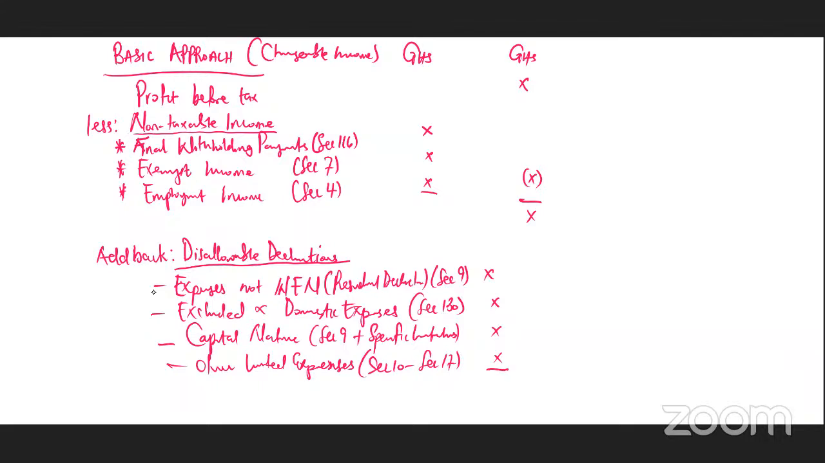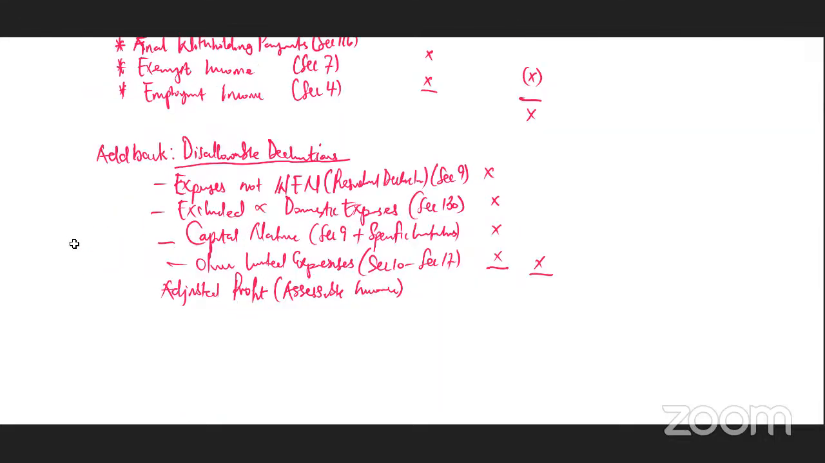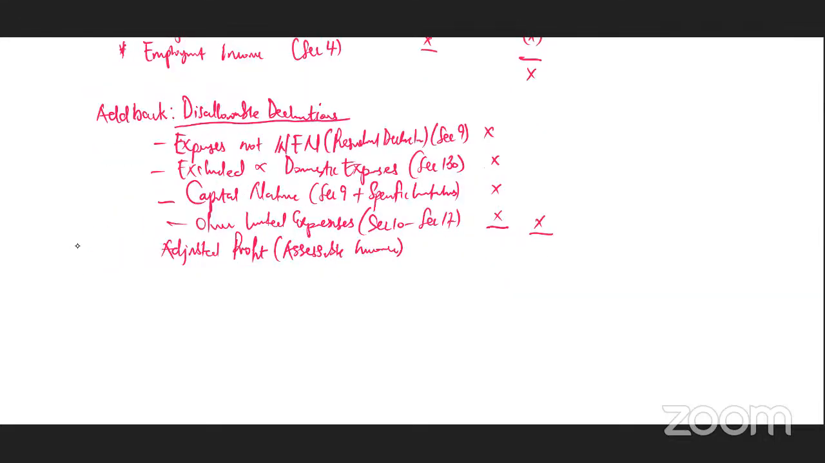So once you get all these, you add them back, and then you get your adjusted profit before tax, which is literally your assessable income. Then you go and list other deductions which you did not deduct. So we have other allowable deductions.